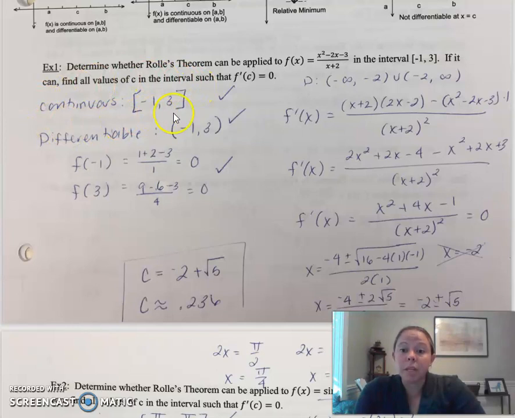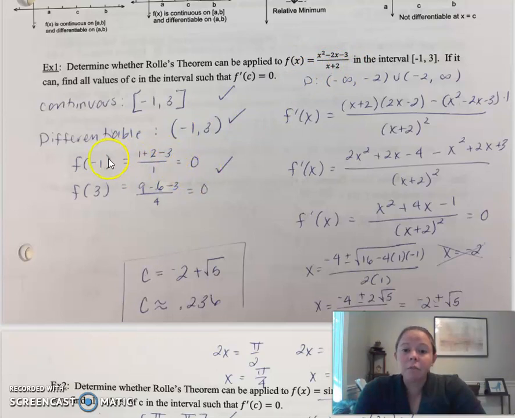So you need to tell me, is it continuous on the closed interval? And you might note, hey, there's a potential asymptote or open circle at -2, and I agree with you, but notice -2 is not in the interval we care about. So we're okay. This is a continuous function from -1 to 3. Is it differentiable? Yes. And you know that. That's a rational function. As long as we're not talking about -2, everything else is good to go.